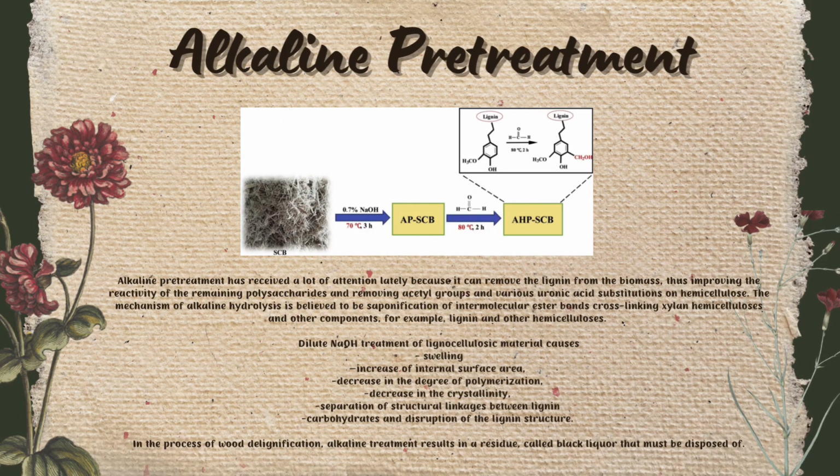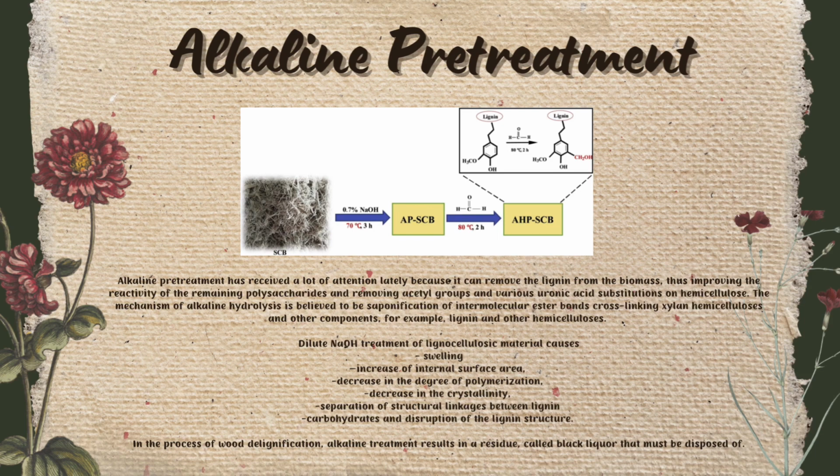Alkaline pretreatment has received a lot of attention lately because it can remove the lignin from biomass, thus improving the reactivity of the remaining polysaccharides and removing acetyl groups and various uronic acid substitutions on hemicellulose. The mechanism of alkaline hydrolysis is saponification of intermolecular ester bonds, cross-linking xylan hemicelluloses and other components.